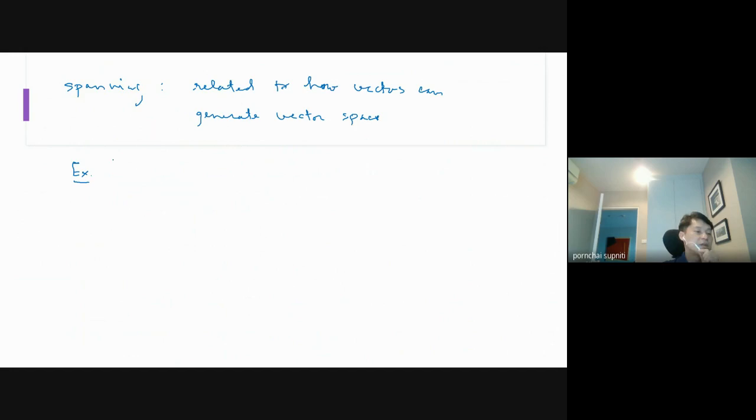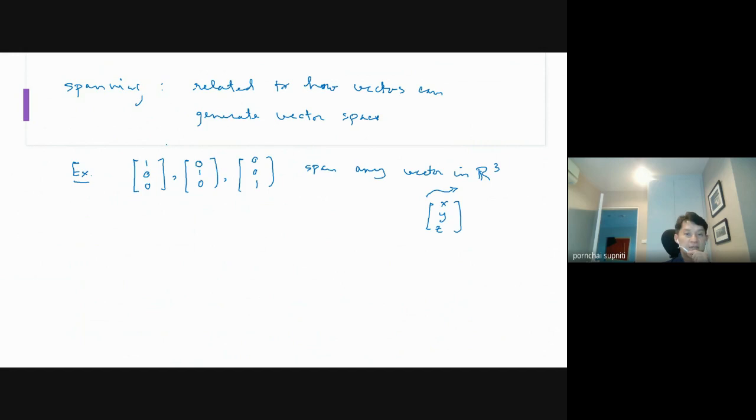Okay. So if we say that we have some vectors like 1 0 0, and 0 1 0, and 0 0 1, these are the vectors that can span any vectors in R cubed. When we say R cubed, we mean a vector with three dimensions, which is x, y, z. And it is quite obvious that these are the unit vectors, right? All of these are unit vectors. And you can use these three vectors to generate any arbitrary vector x, y, z.